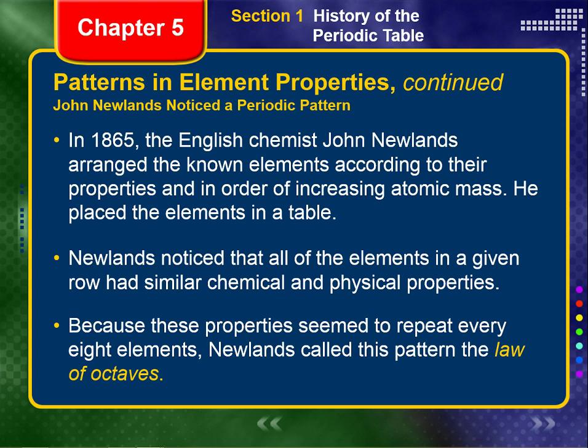Again, let's keep looking for patterns. In 1865, the English chemist John Newlands arranged the known elements, because not very many were known at that time, according to their properties and in order of increasing atomic mass. We'll see that we actually don't organize our periodic table in terms of increasing atomic mass anymore, but there was no way for John Newlands to know why we would do that. So they simply arranged them by increasing atomic mass. And he placed the elements in a table.